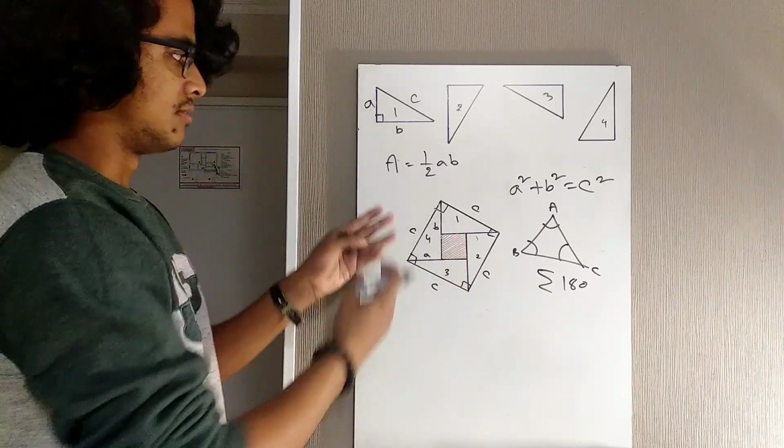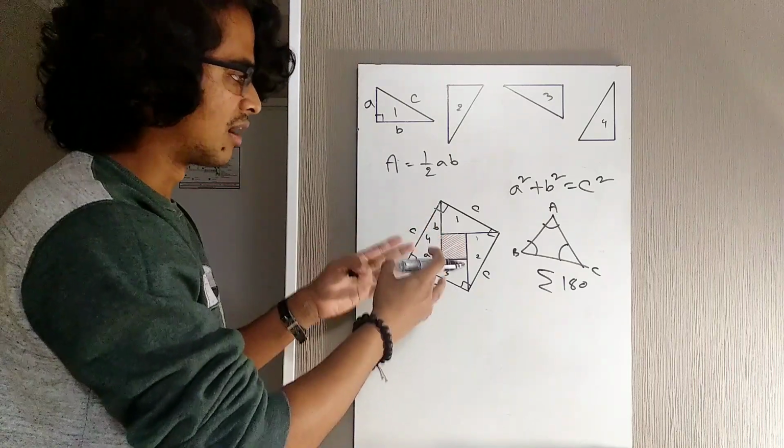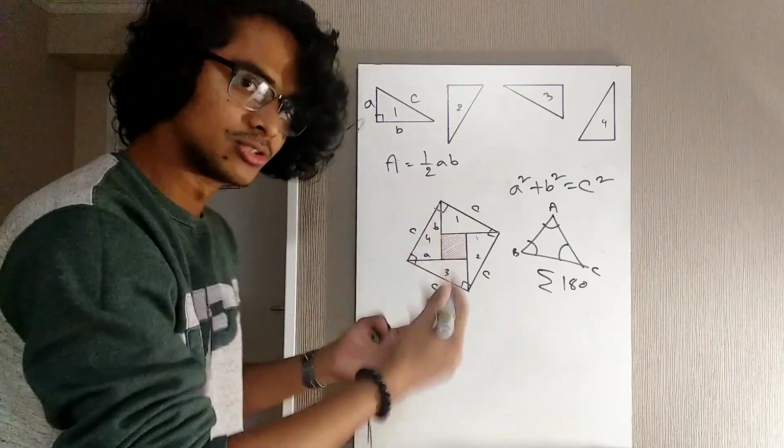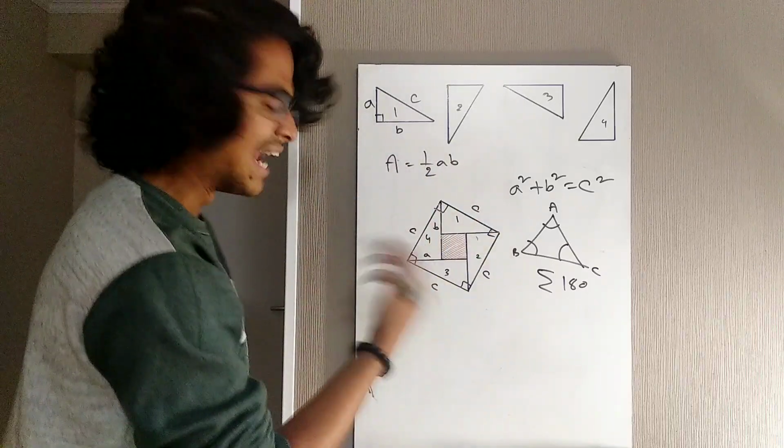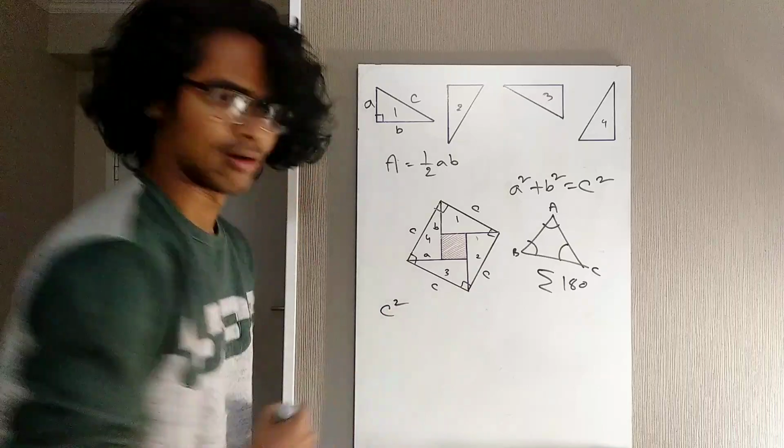Well, if we know that all the four angles of this quadrilateral are 90 degrees and all the sides are also equal, which is equal to c, that means this is a square. So we have this big square with an area of what? Area is c square, right?